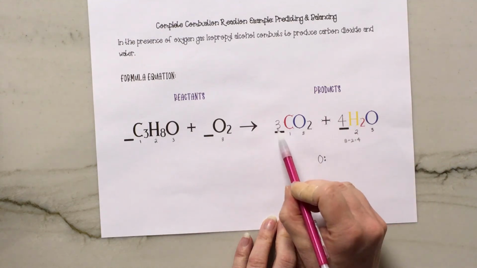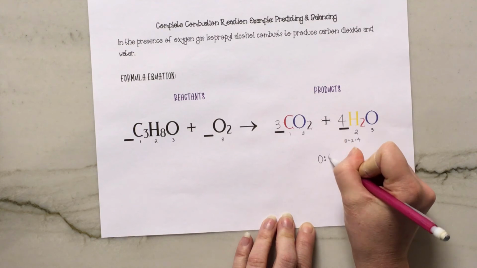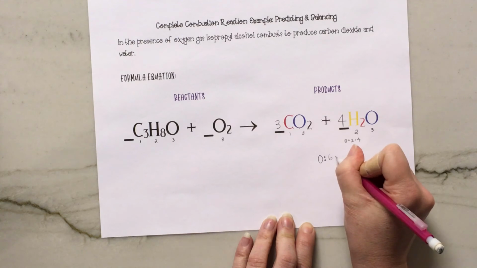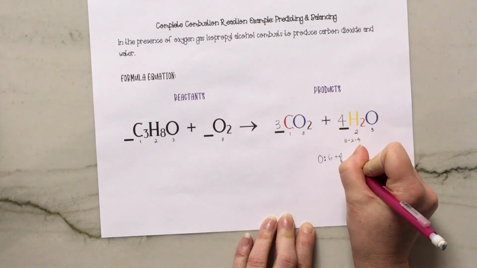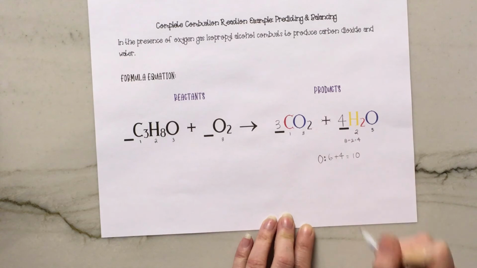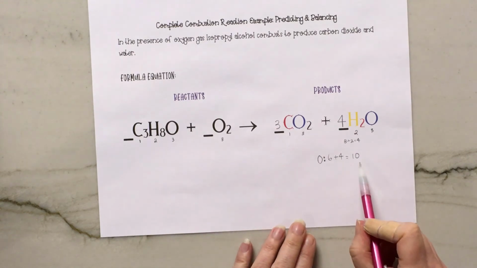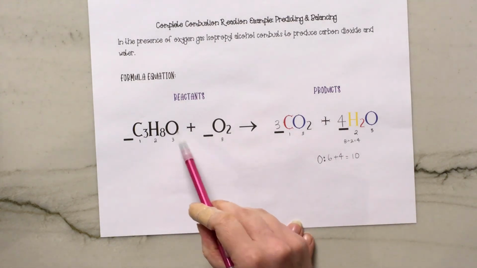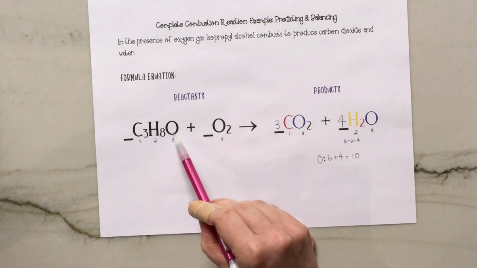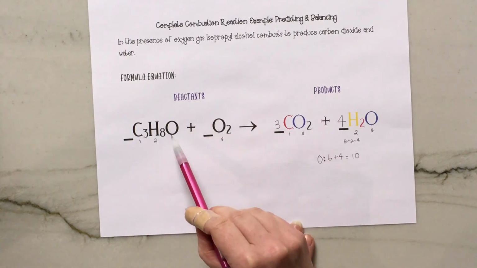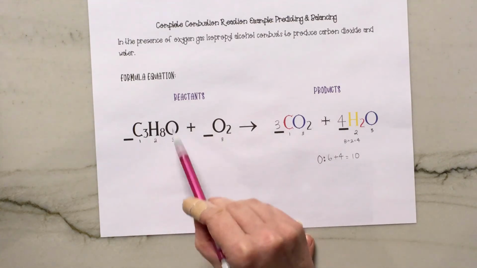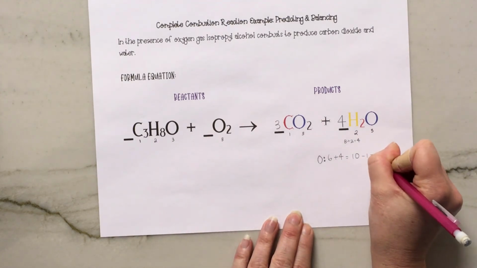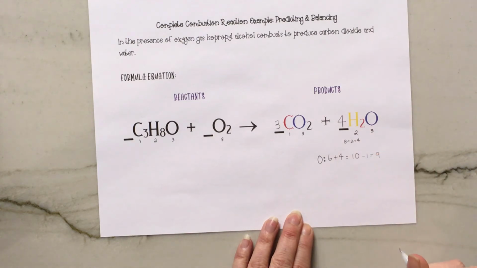Multiply your coefficients. So 3 times 2 is 6. 4 times 1, for a total of 10 oxygens here. Now, note this. We have an oxygen on this side. We are not counting this. I'm only counting this one. So what we have to do is we have to subtract the oxygen number that is attached to this hydrocarbon, which is 1. So 10 minus 1 is equal to 9.